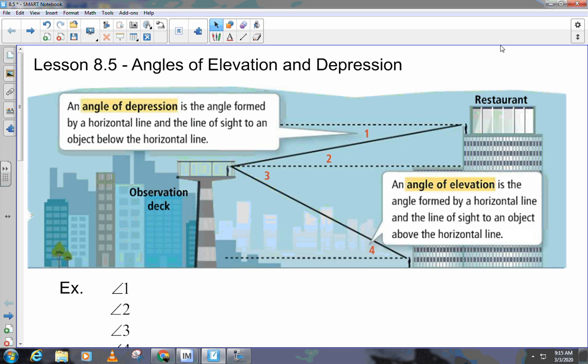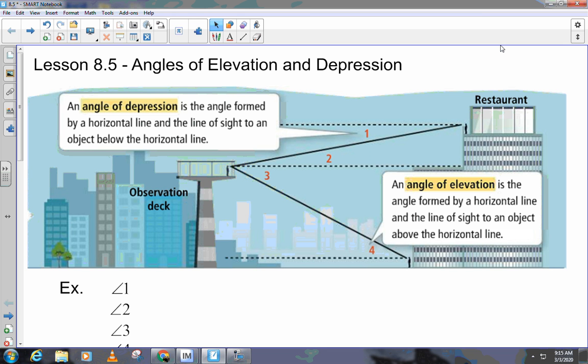Talking about angles of elevation and depression. And again, like I said, elevate means to rise above, depress means to fall below. An angle of depression is the angle formed by the horizontal line and the line of sight to an object below the horizontal line. So if you have a guy that's standing up here on the balcony of a restaurant and he spots somebody down here on the observation deck, okay?